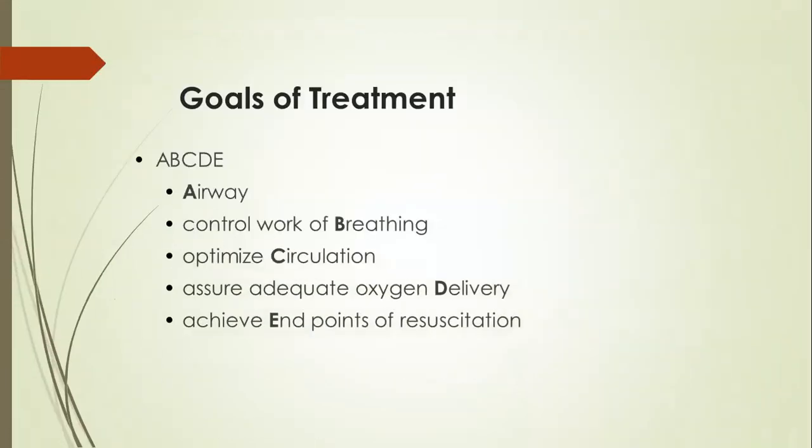The goals of the treatment: whenever a patient comes to you in a condition of shock, you finally try to maintain A, B, C, D, and E. A is maintenance of airway, B is control of breathing, C is control of circulation, D is oxygen delivery should be maintained, and E is endpoints of resuscitation should be thought over. So these are the goals of treatment. You always have to try it in this manner, A, B, C, D, E, whenever a patient comes to you.